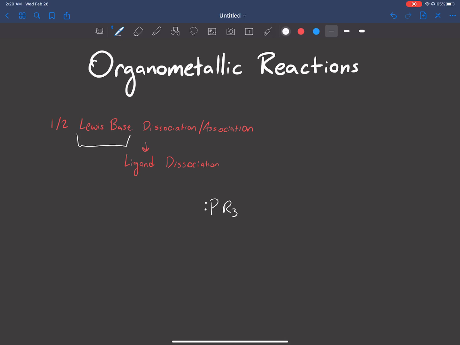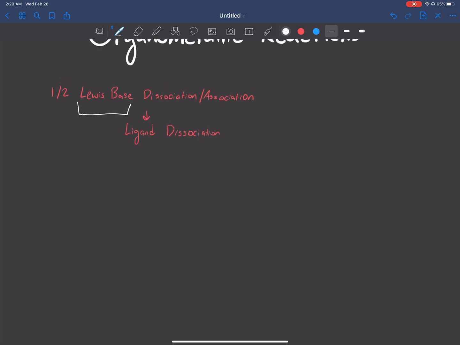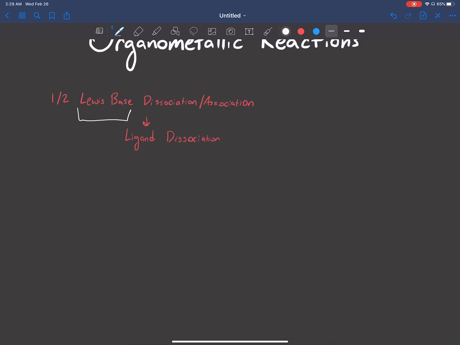The opposite would be a Lewis acid, something that doesn't really have electrons, and instead it receives a lone pair. It gets attacked by electrons. That would be something like BF3. That boron doesn't have any lone pairs, it would get attacked, or H+. All right, so let's do an example of what I mean by these Lewis base dissociations and associations.